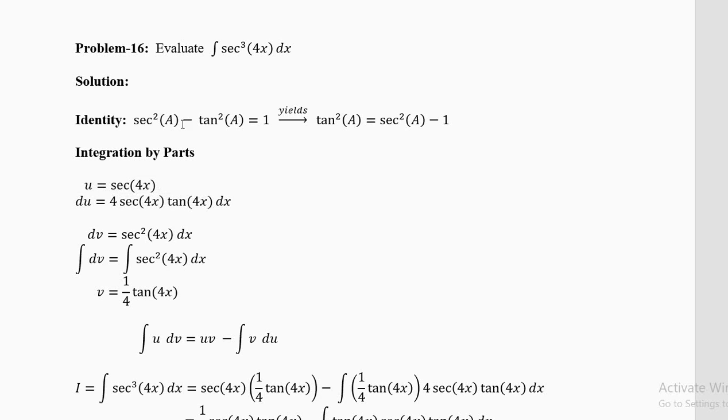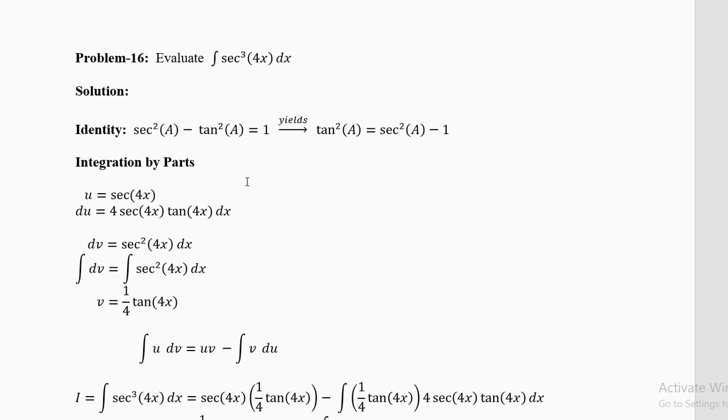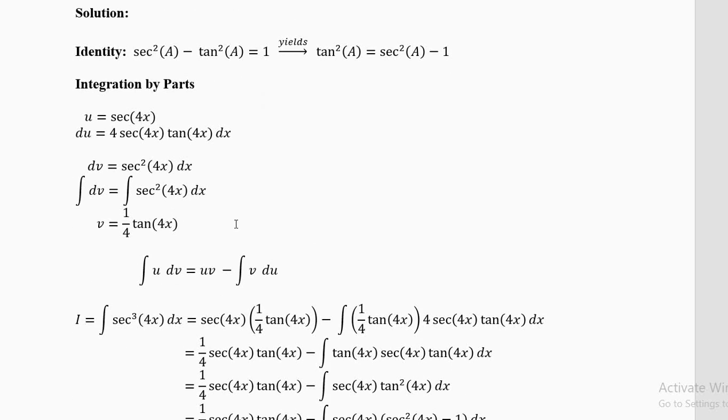So you write secant 4x into secant square 4x. So u equal to secant 4x, dv equal to secant square 4x dx. Now you have to just remember or think when you get the question before you. Now what's the rule of integration by parts? Integral u dv equal to uv minus integral v du.